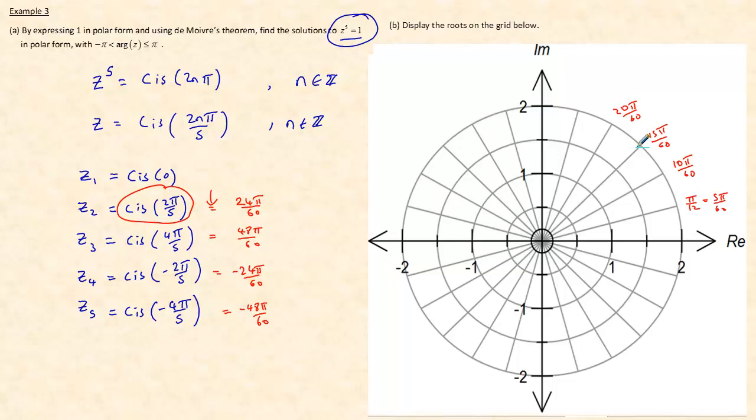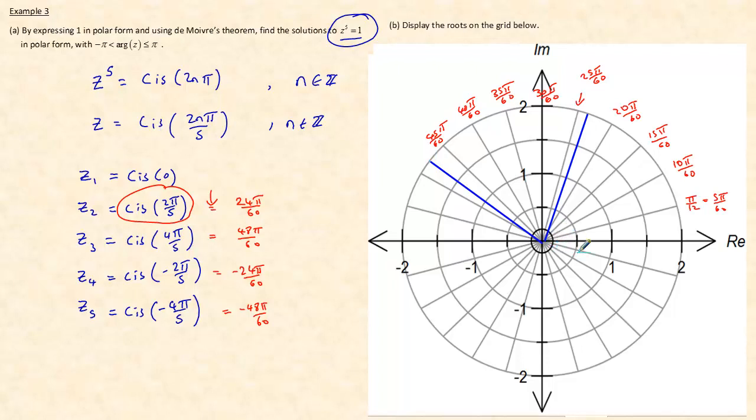So 24 pi by 60 is just going to be a tiny bit more than that one. In fact, that's going to be 25 pi by 60 when we get to the next one here. So that's going to be fairly close to that one. Then this would be 30 pi by 60, 35 pi by 60, 40 pi by 60, 45 pi by 60. So our 48 pi by 60 is going to be in here somewhere.